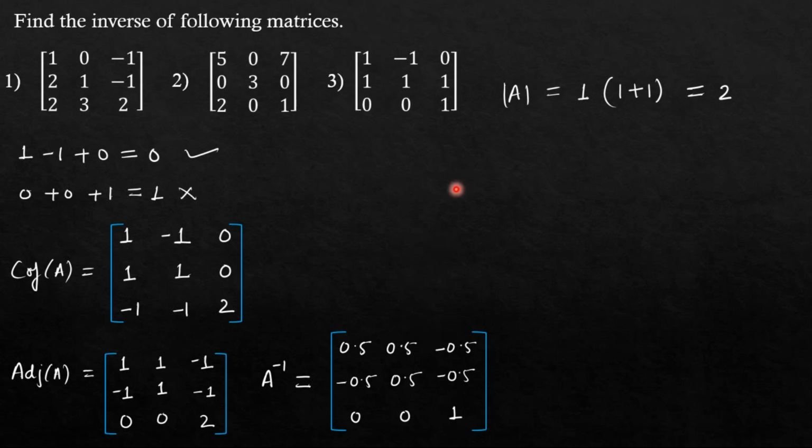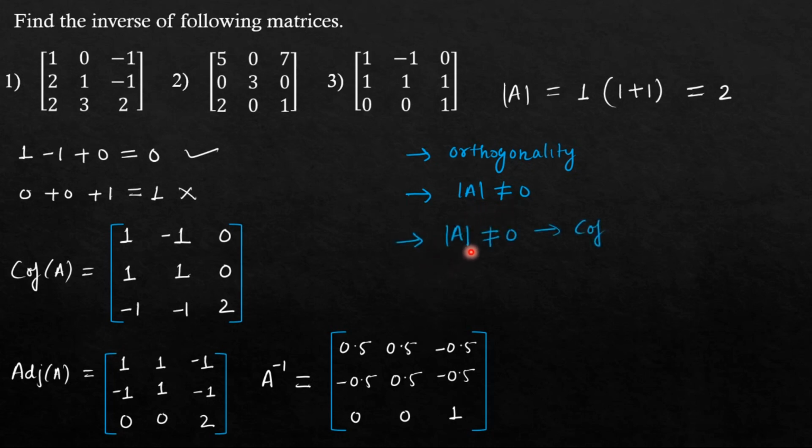So let me summarize what we have learned. First, check for orthogonality. If it is orthogonal, then just take the transpose, you will get the inverse. It becomes very simple. If it is not orthogonal, then check the determinant. If the determinant is 0, then the inverse is not possible. The inverse does not exist for that matrix.